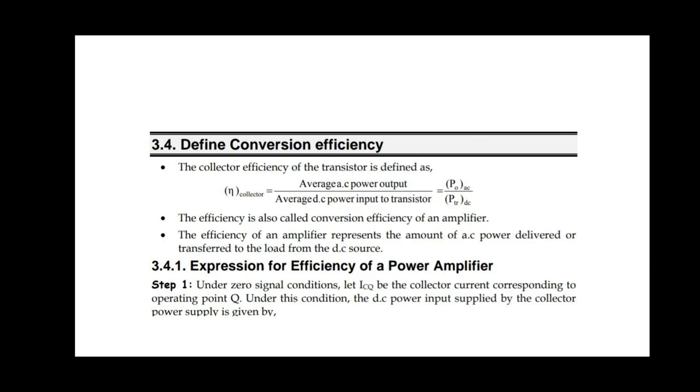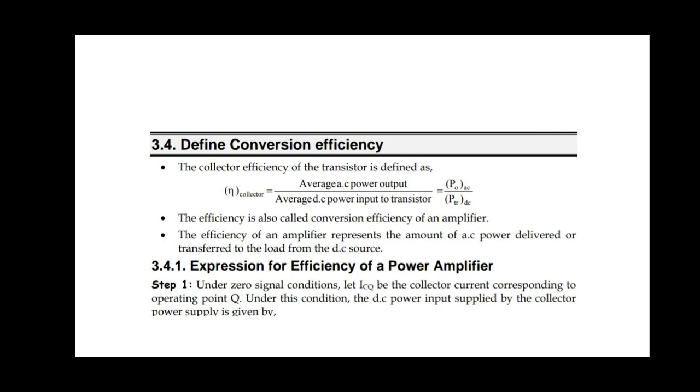Conversion efficiency. We have to define conversion efficiency. Average AC power output divided by average DC power input to the transistor, PAC by PDC, is called the conversion efficiency. It is also called collector efficiency. The efficiency of an amplifier represents the amount of AC power delivered or transferred to the load from the DC source.